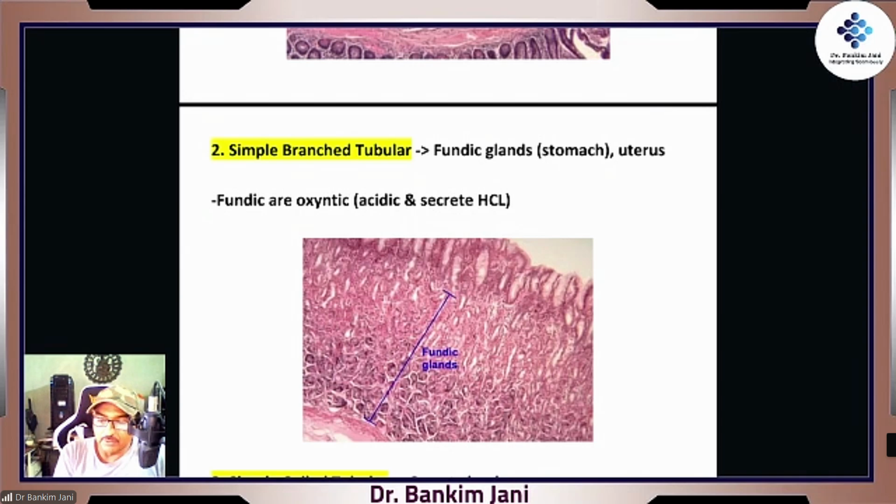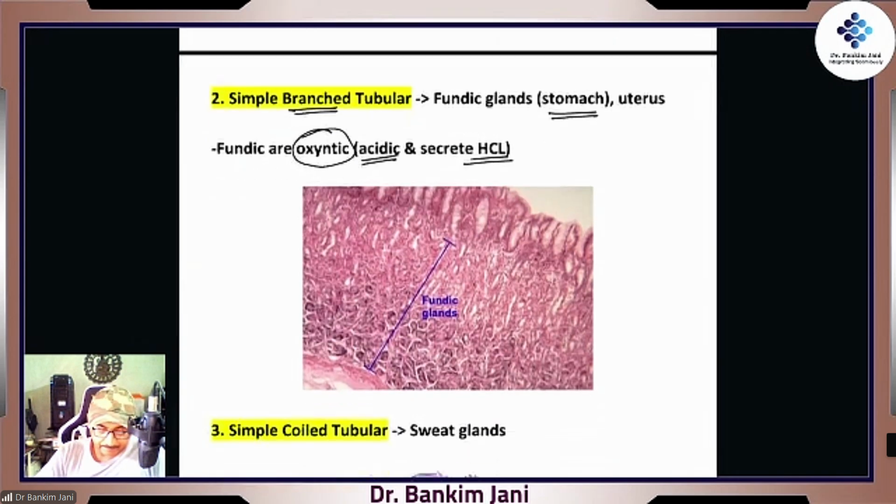Simple branched is what will occur in the stomach. That is called the fundic gland, or the fundus of the stomach, and also the uterus. The speciality is whenever this branching occurs, the fundic glands are oxyntic. Oxyntic means they are acidic and secrete HCl. So when we say the stomach secretes gastric acid, that is simply because of simple branched tubular glands. So glands are like that.